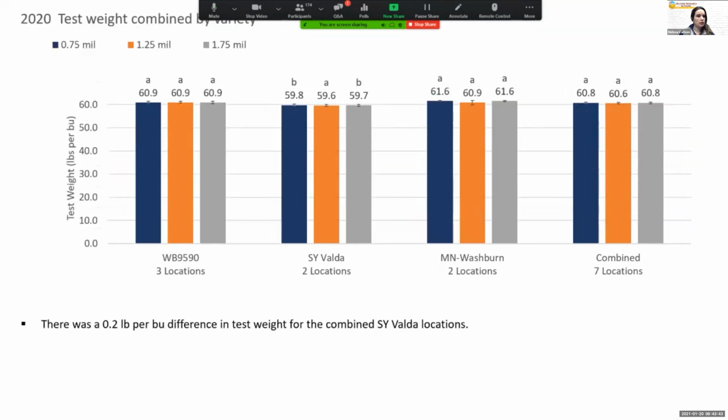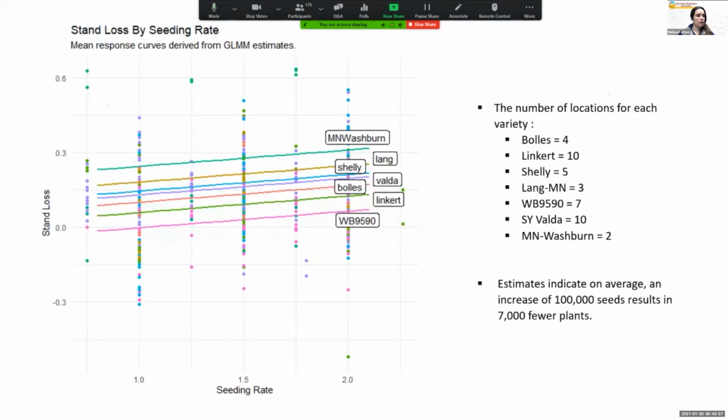Test weight, just when looking at our 2020 data, there were maybe slight tenths of a pound or pound differences in test weight, but not something I think we need to worry about too much here. And so we had the comment about stand counts. We took established stand counts and also stems per acre.